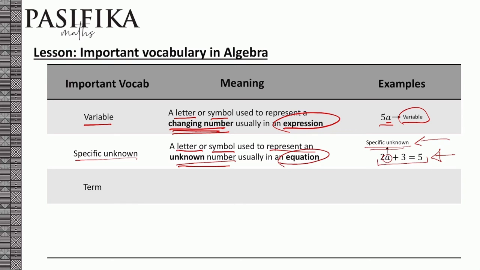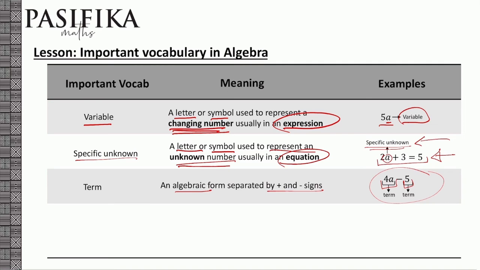The other word that you often will come across is term. It's an algebraic form which is separated by an addition or a subtraction sign. So in this case, there are two terms, 4a and 5. Remember what it says, separated by these signs.